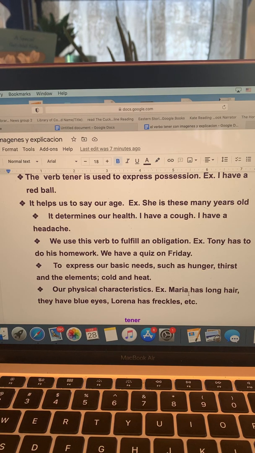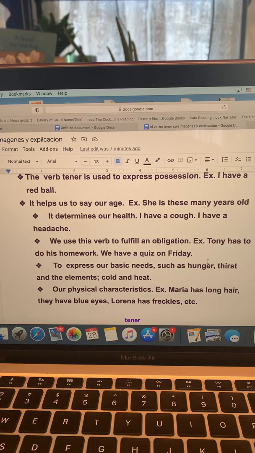This verb also helps us to express some of our basic needs, such as hunger, thirst, and how we feel the elements. Only some, not all of them, okay? So this is going to help us to say, I am cold, I am hot. Okay?